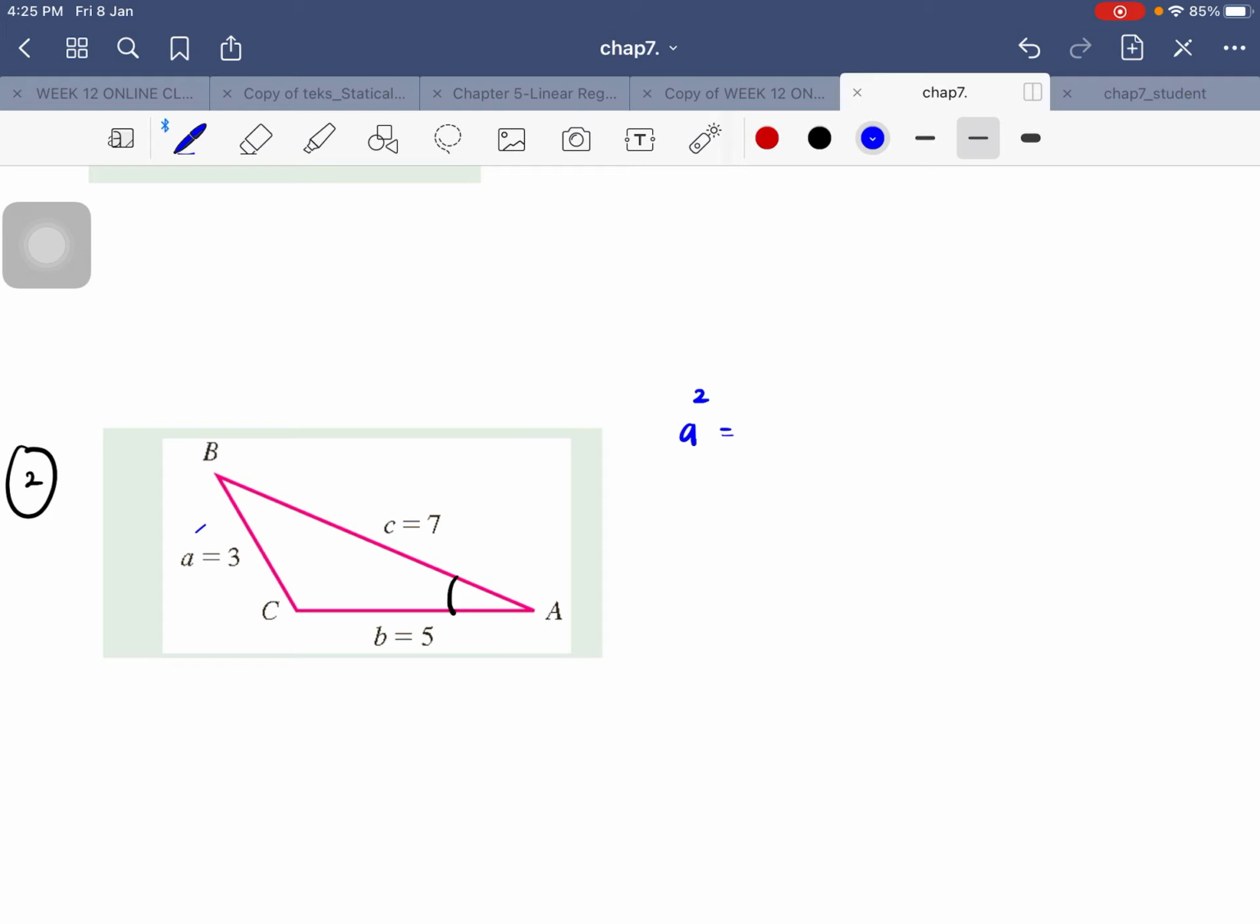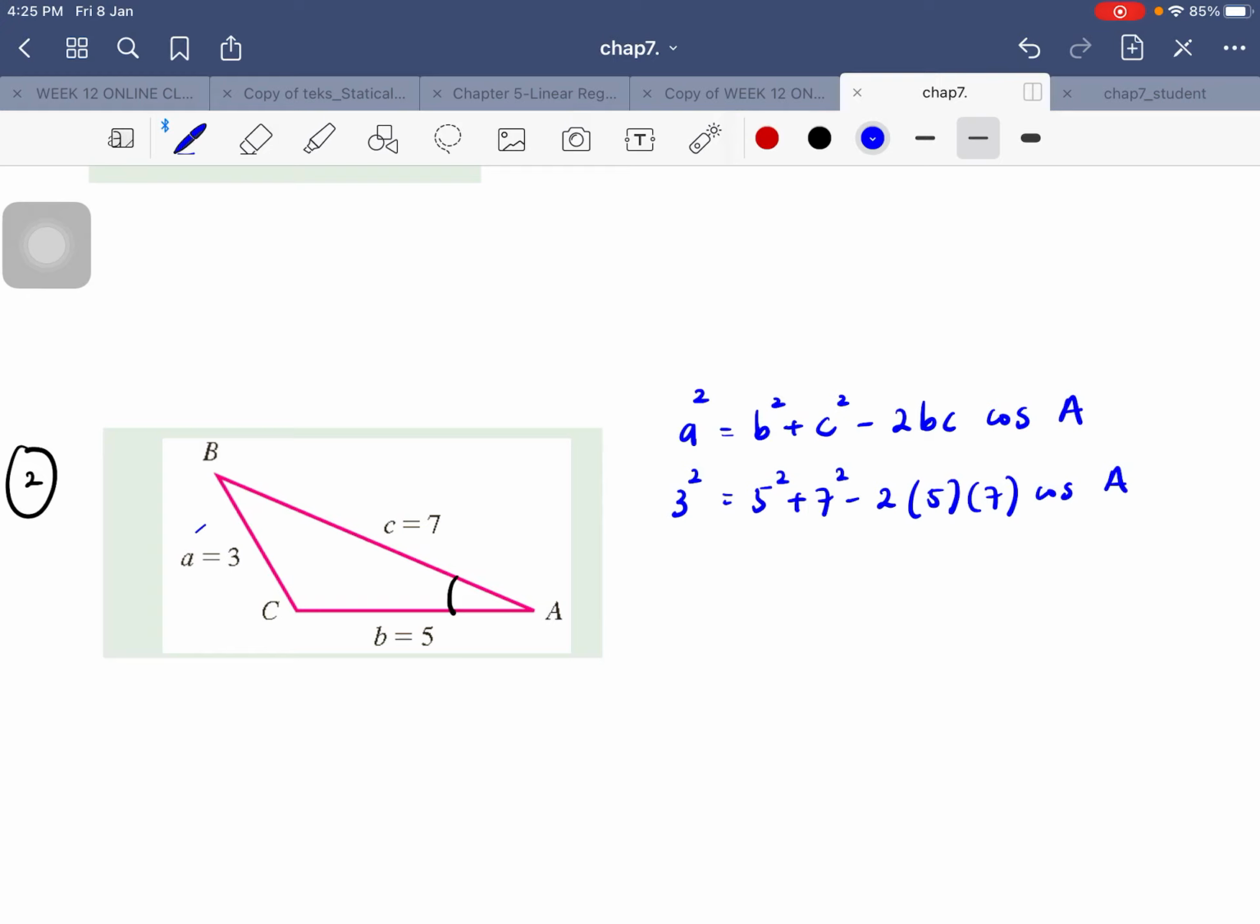So I'm going to have A squared equal B squared plus C squared minus 2BC cos of A. So this is going to be our formula. Now let's start substituting. A is going to equal 3, B is going to equal 5, and C is going to equal 7. So minus 2 multiplied by 5 multiplied by 7 cos of A.